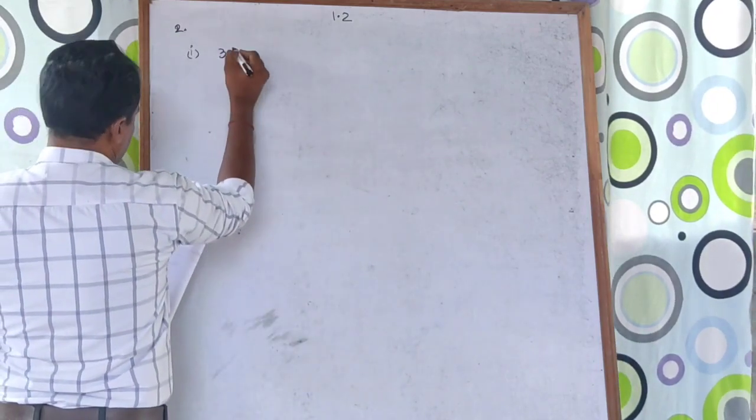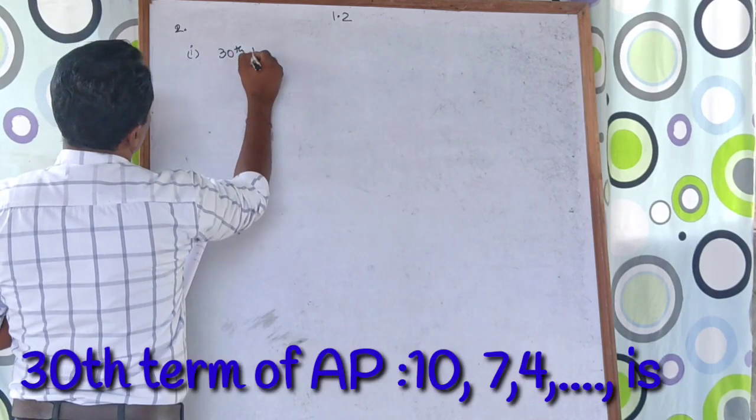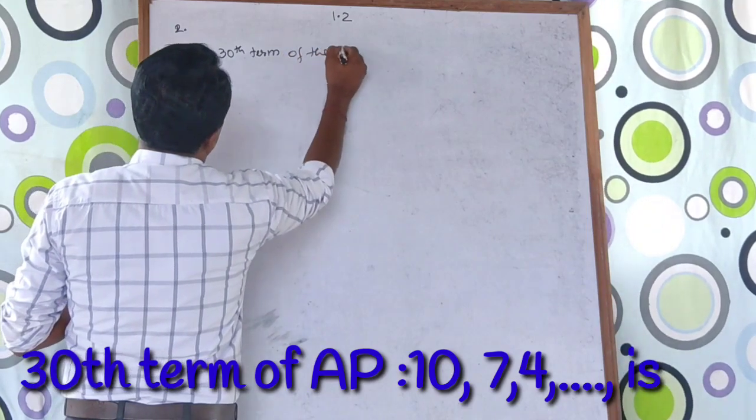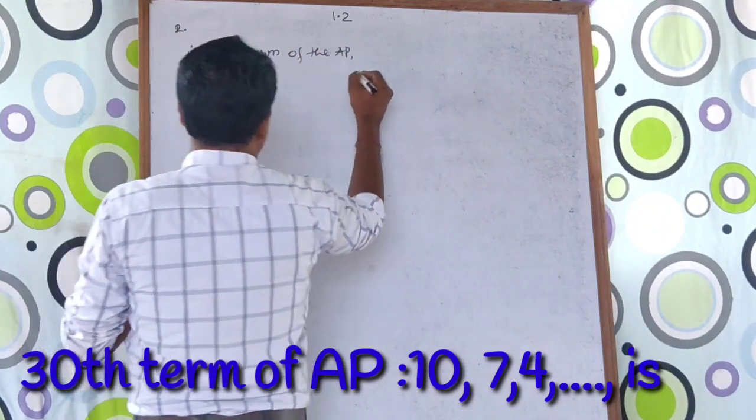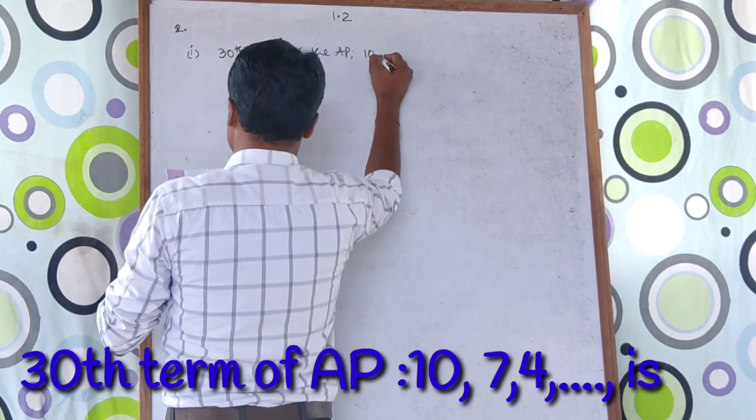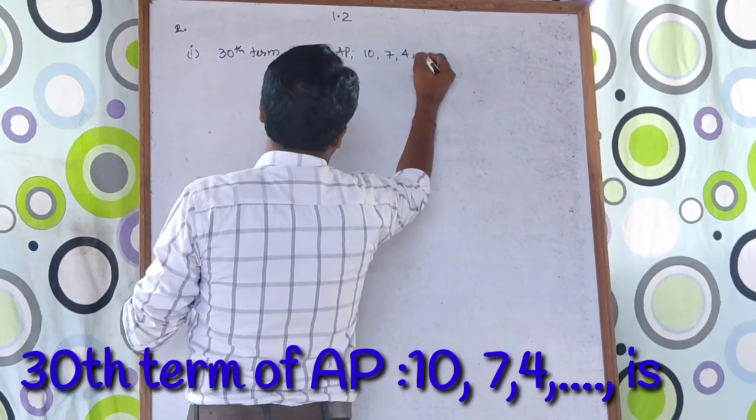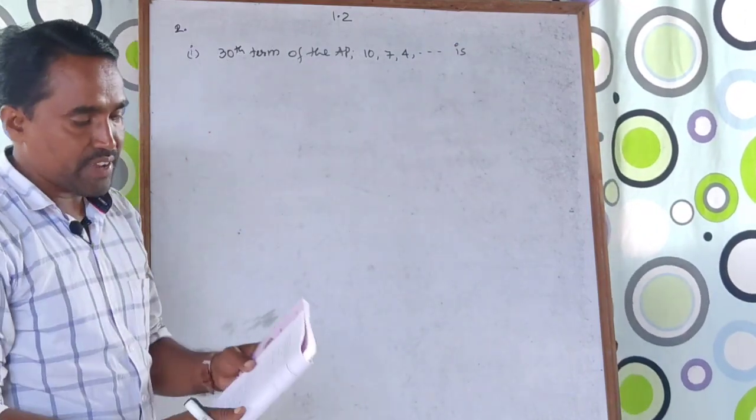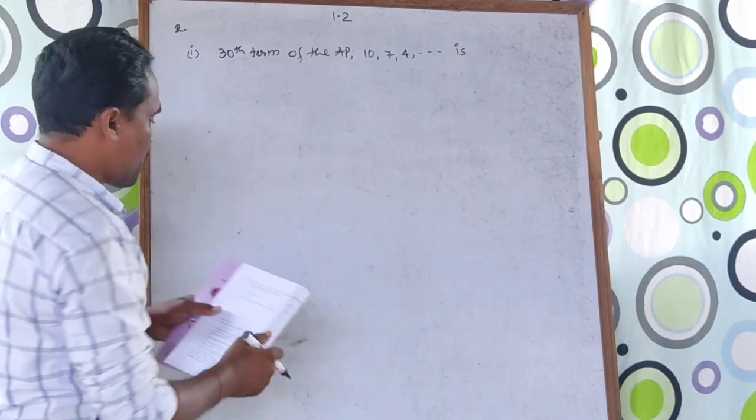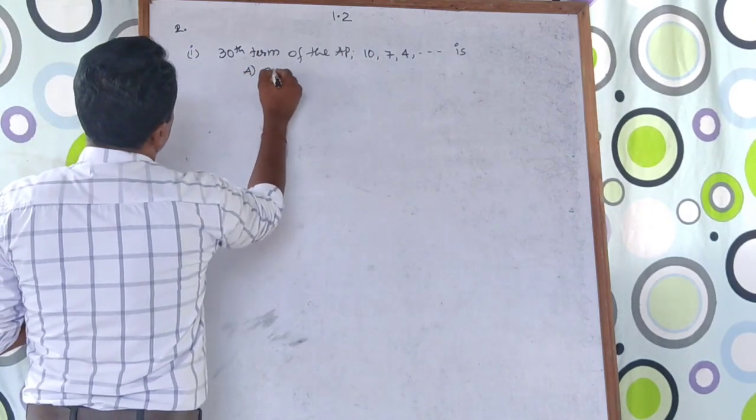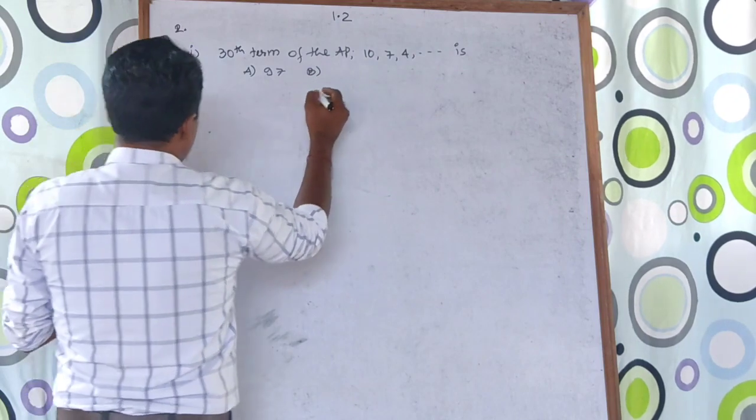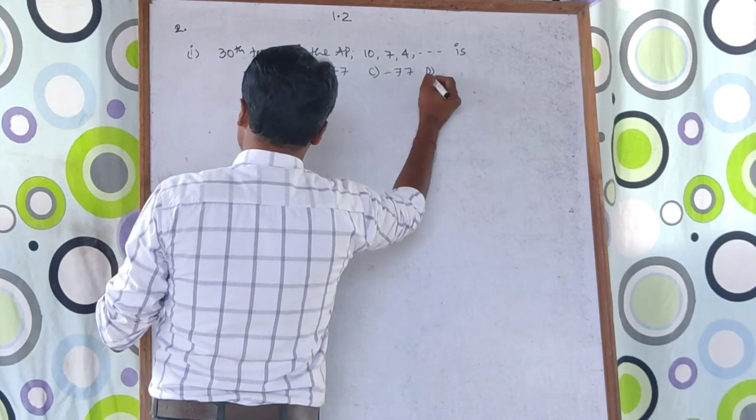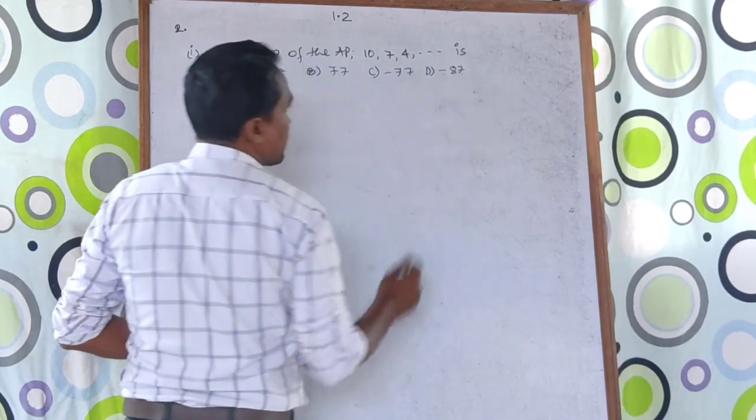It is written: 30th term of the AP 10, 7, 4 is. We need to find out the 30th term. In fact, there are 4 options given. Option A is 97, option B 77, option C minus 77, and option D is minus 87. This is the question for us.